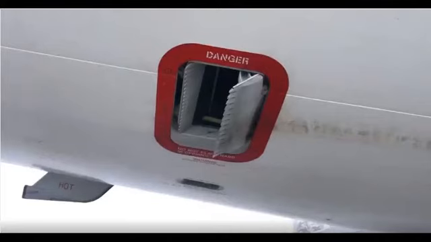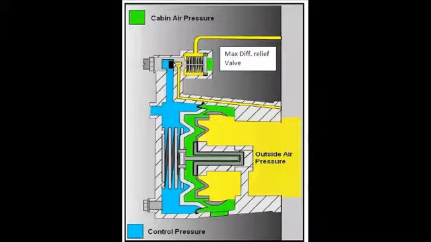Let's start with today's topic. The outflow valve is pneumatically actuated by control pressure from a pneumatic cabin pressure controller. In the shown figure, the yellow color represents the outside air or the ambient air pressure, blue represents the control pressure, or the preset pressure, and green represents the cabin air pressure.